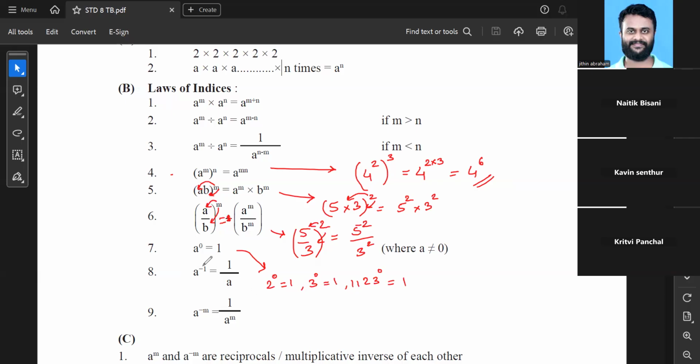Then any number raised to minus 1 is basically the reciprocal. For example, if you have 500 raised to minus 1, then it is basically 1 upon 500. That's it.